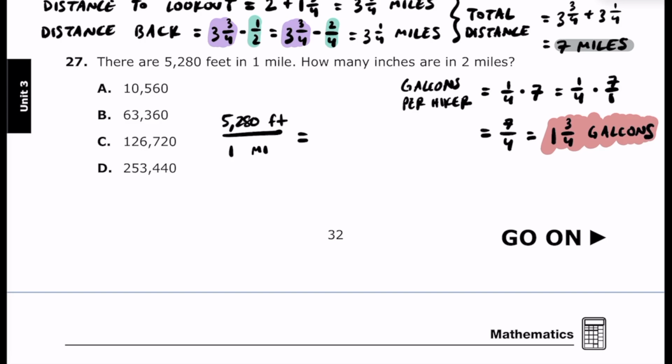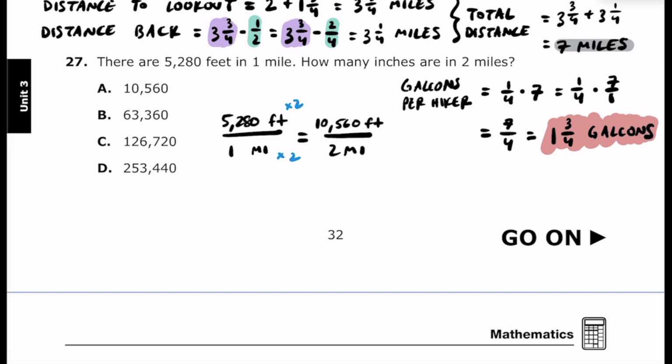So let's go ahead and figure out first, what if we go to 2 miles? Well, if we want to go to 2 miles, then we would double the amount of miles. So we should double the amount of feet here. So good thing this is a calculator question, but we can take this 5,280 and double it. And if we double it, we would find out that this is going to be 10,560 feet in 2 miles.